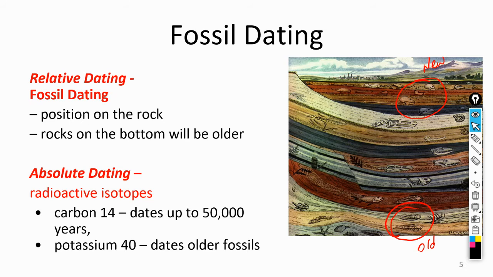But if you look on the left there, under absolute dating, you can see that carbon-14 can date fossils up to 50,000 years old. And then potassium, which is another radioactive isotope, can date fossils that are much older than 50,000 years.